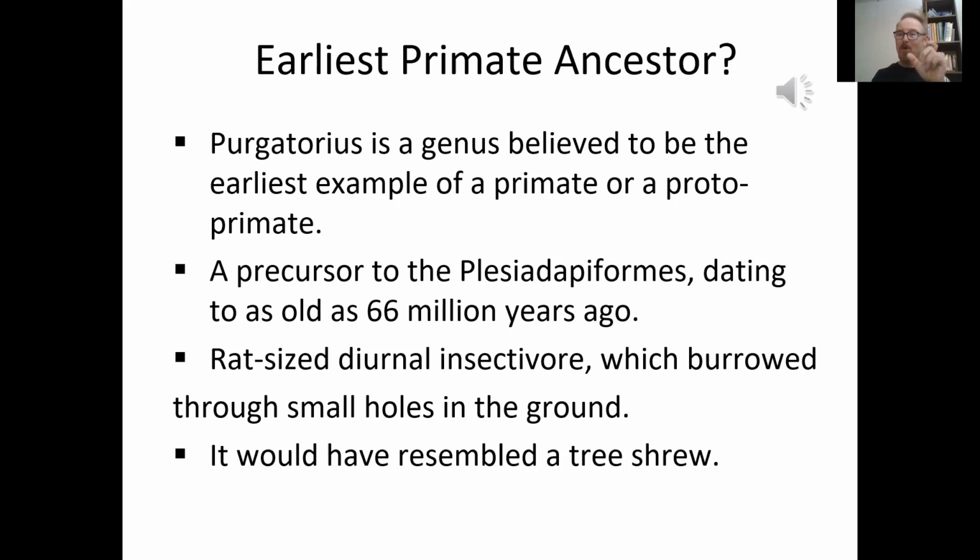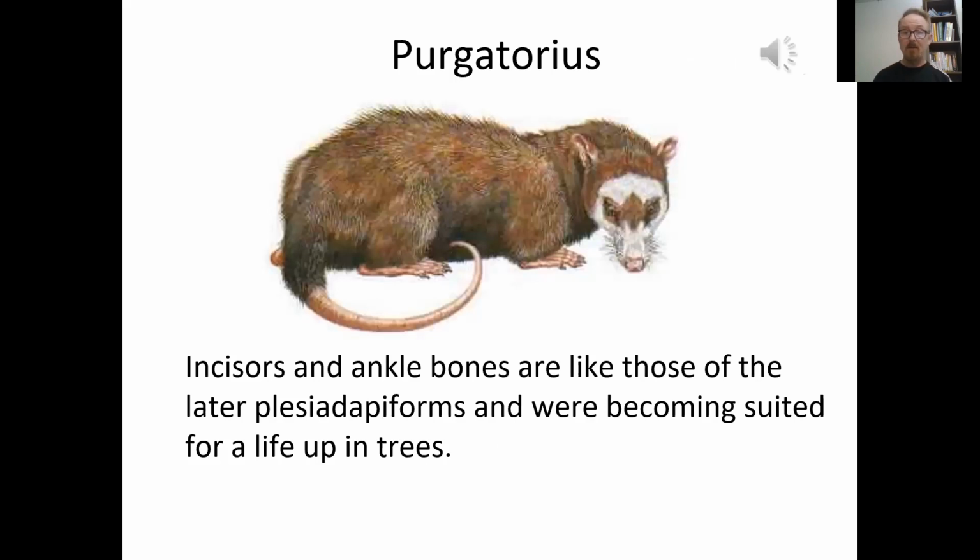And this thing was a small little rat-size insectivore. And we can tell that by its teeth structure, which we'll look at, eating insects. And it burrowed in small holes in the ground, right? So it was living in the ground. And it was an insectivore, most likely eating insects in every environment which you could find, including into the trees.